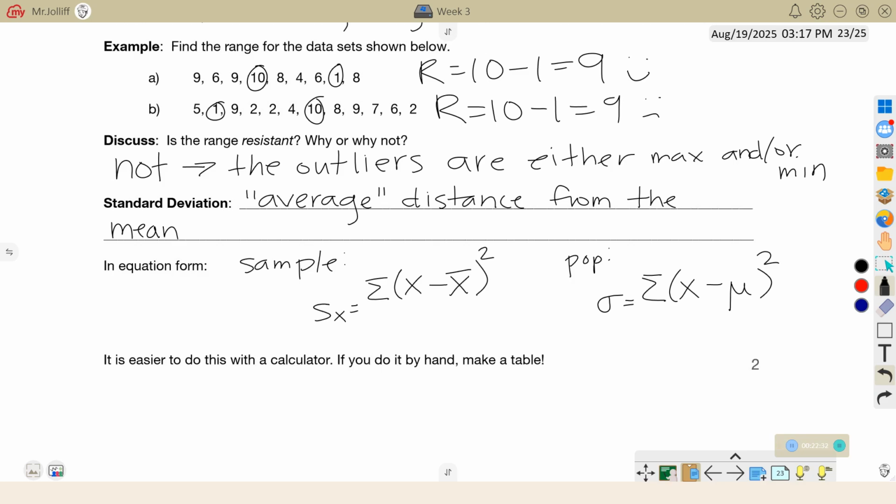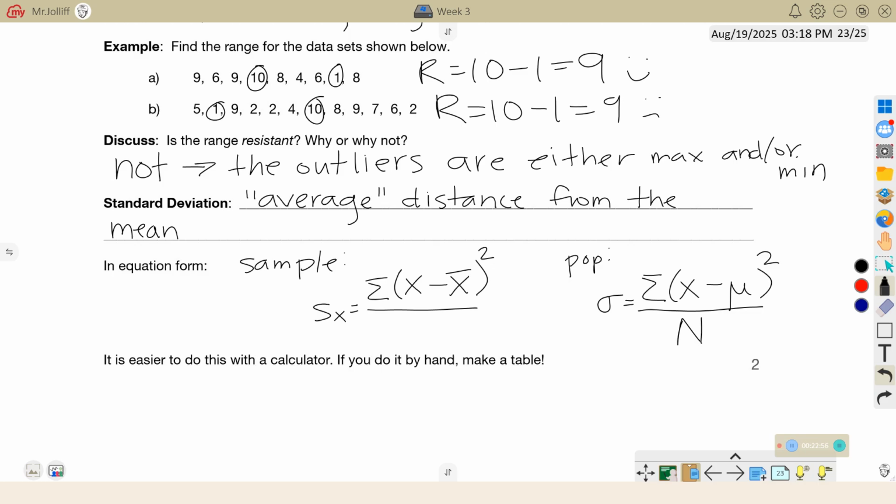Okay, so we've got our sum. That's the first step in finding an average or a mean. What's the second step? Divide by the amount of data. And for the population, you are exactly right. We divide by the population size, capital N.